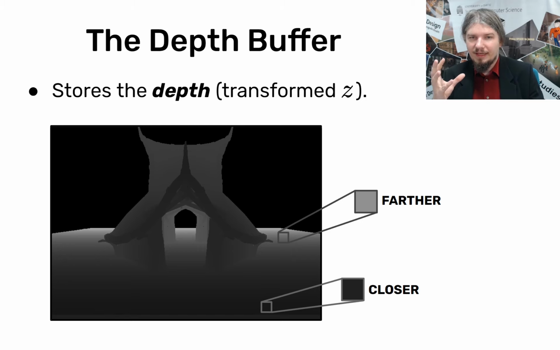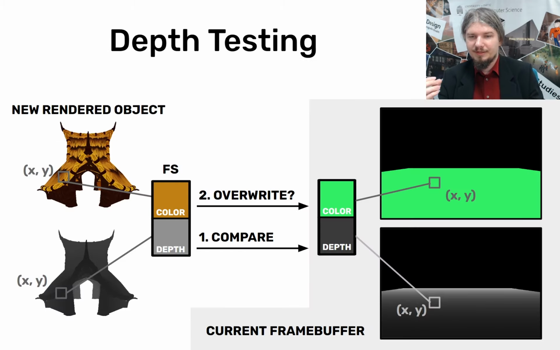And these tell the GPU which of the fragments are further and which are closer. The depth values in this image are such that the larger values, the lighter gray values, are further away from the camera, and the darker values are closer. More specifically, they become 0 at the near plane and 1 at the far plane. And the GPU uses this depth buffer in order to know which objects or fragments are in front of other ones. This is called depth testing.